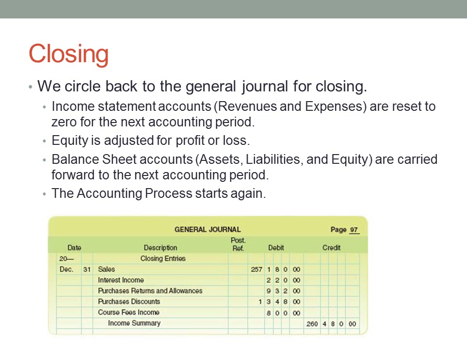Finally, in the end, we need to close the accounts. What we do is we close revenues and expenses because we want to start the income statement over every accounting period. Because remember how we just moved the profit and loss over to the balance sheet? So we need to zero out the income statement and start over, so the next accounting period we can figure out profit or loss and move that over to the balance sheet. So we circle back to the general journal for closing. The income statements, accounts, revenues, and expenses are reset to zero for the next accounting period.